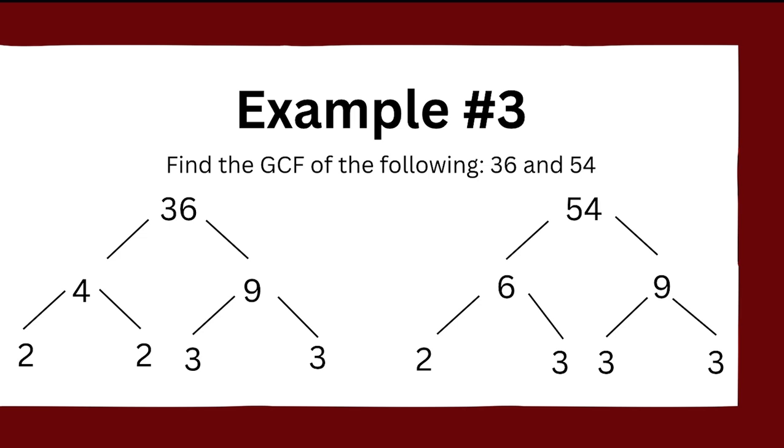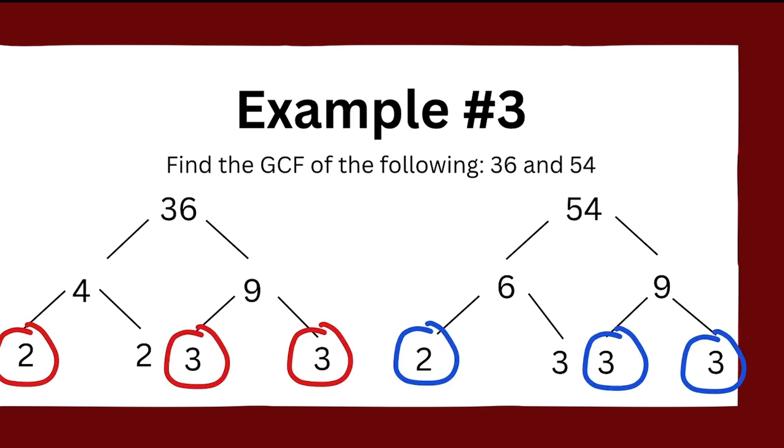So now I'm going to look at the numbers that they share at the bottom in the same exact spots. I see that on that 6 and that 4, they both share that 2 in the same spot on the far left. And for that 9, they both share that 3 and 3. So now what I'm simply going to do is multiply these. I know that 2 times 3 times 3 is 18. So 18 is the greatest common factor of 36 and 54.